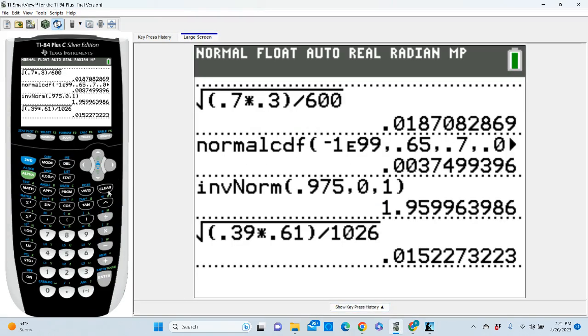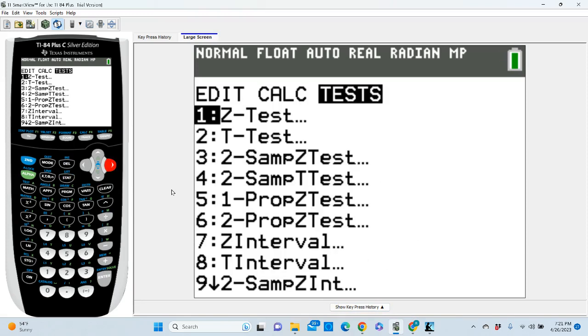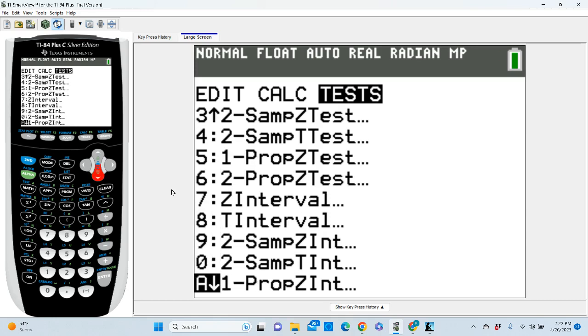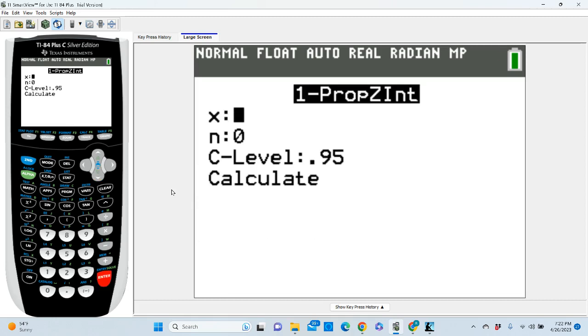How do I get my calculator to do this for me? I'm going to hit Stat. I'm going to scroll over to Tests. And I'm taking a one proportion interval here, right? So I want one prop Z interval. Here's one prop Z test. Nope. Here's two prop Z test. Nope. I want one prop Z interval. There it is, function A. And so one prop Z interval. My confidence level is 95. That's great.